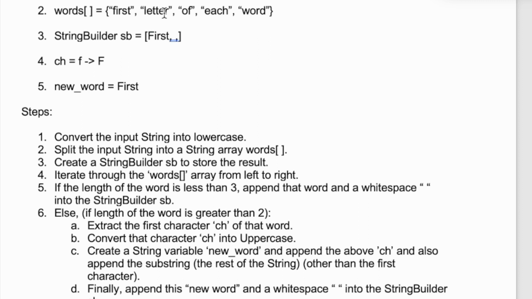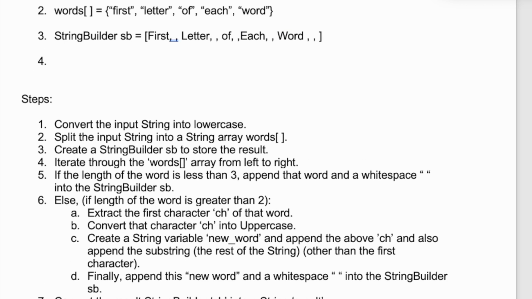Now we'll go to the next word. The next word is letter. We'll do the same thing. First letter is L. We'll capitalize it. New word now has L and the rest of the letters. And now we have to append this letter into the string builder and add a space. The third word is off. This word has only 2 letters, so we have to place it inside the if logic. In the if logic, we're going to check for the words which have length less than 3. Since off has length less than 3, we have to directly append the word and add a space. So let's directly append the word into the string builder and add a space. And let's do the same for each and word. So this is what the string builder will contain.